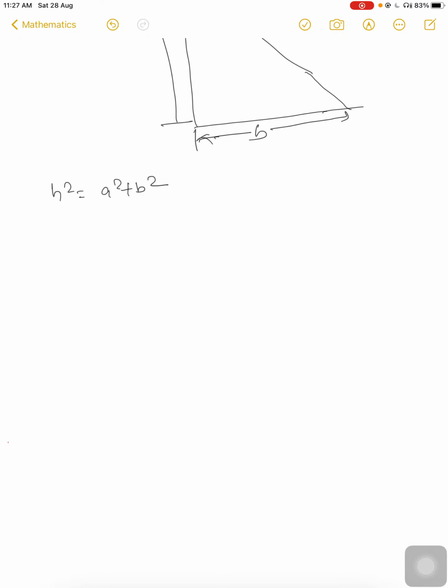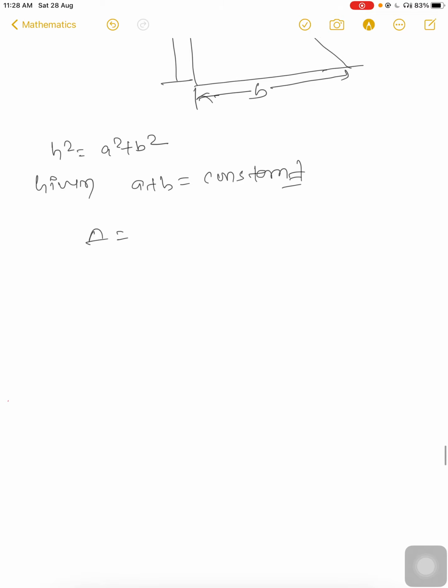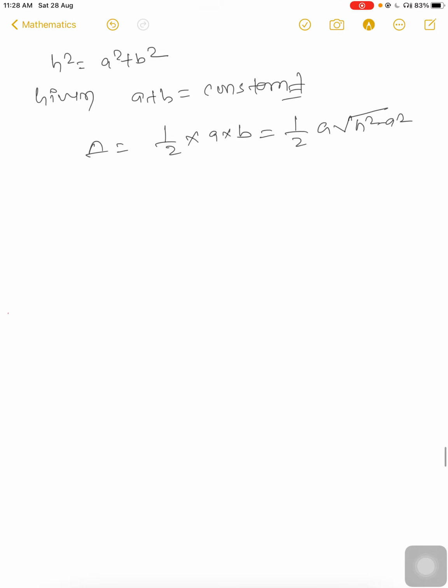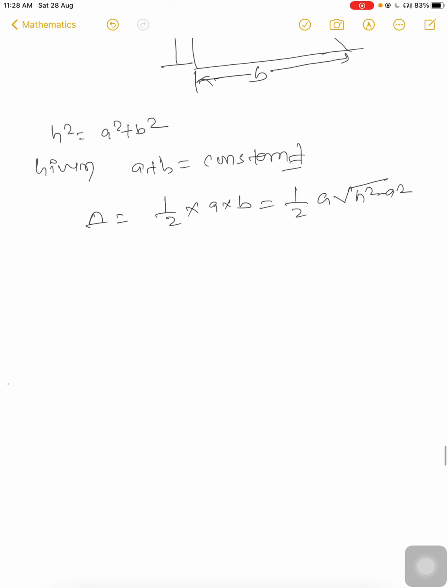H square will be A square plus B square, and given that A plus H is equal to a constant. So area is equal to 1 half A plus B, and B we can write as half root under H square minus A square. A plus H is constant, and we consider it K.